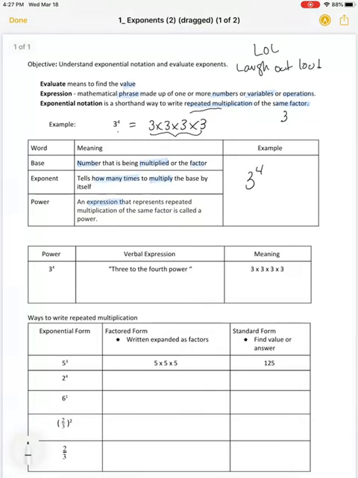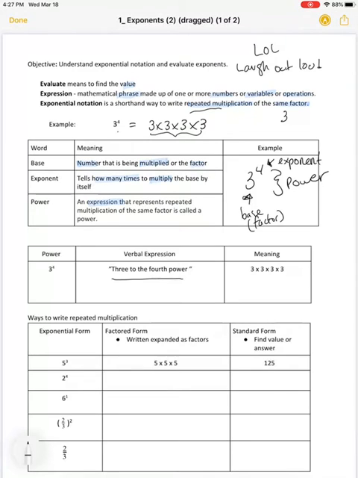In 3 to the 4th power, this 3 is our base, or the factor we're multiplying, and the 4 tells us how many times to multiply it. That's the exponent, and the whole thing together is called a power. To review, 3 to the 4th power means 3 times 3 times 3 times 3.